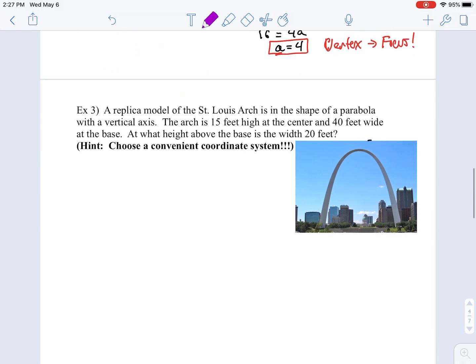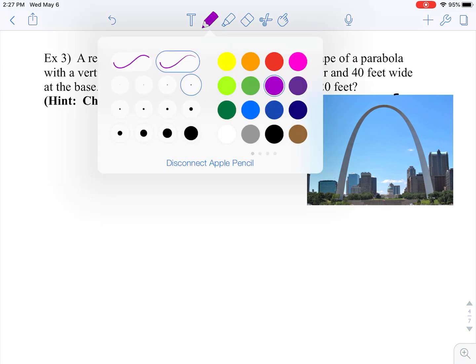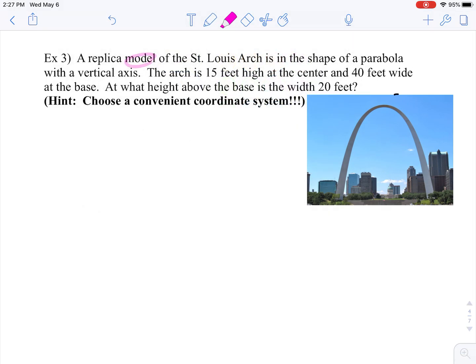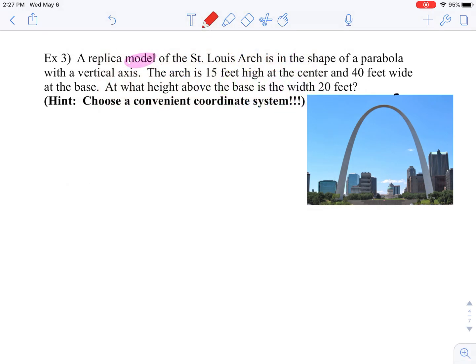Okay, looking at a second example, many of you have probably visited the St. Louis Arch, which is, of course, also the shape of a parabola. In this example, I do want to point out that this is a model of the St. Louis Arch, so as you're looking at the numbers, note that we are talking about a model. We know that the arch is 15 feet high at the center, and we know that it is 40 feet wide at the base.